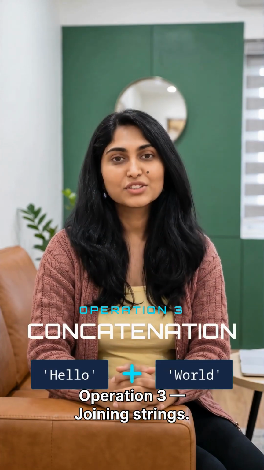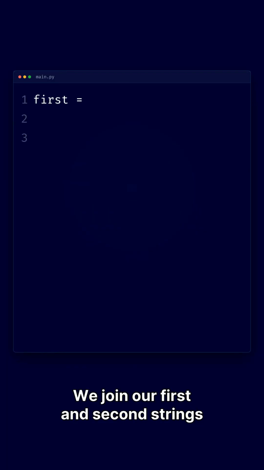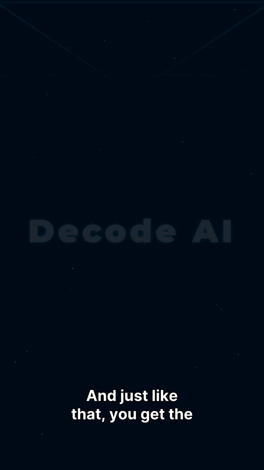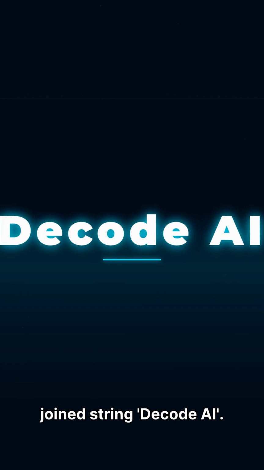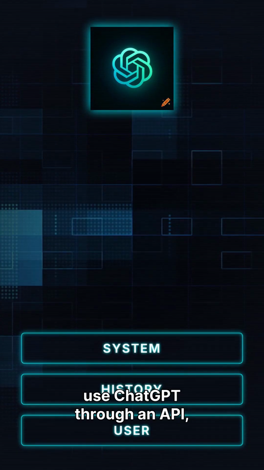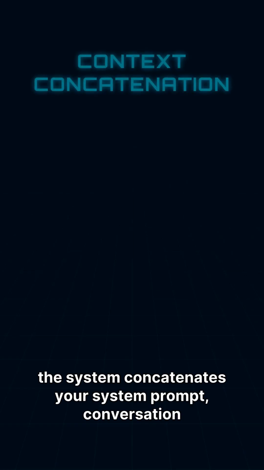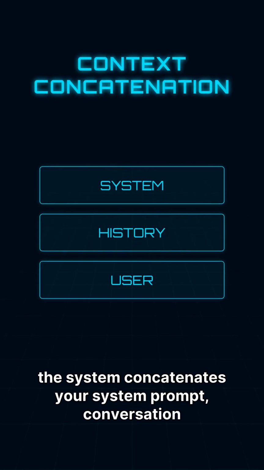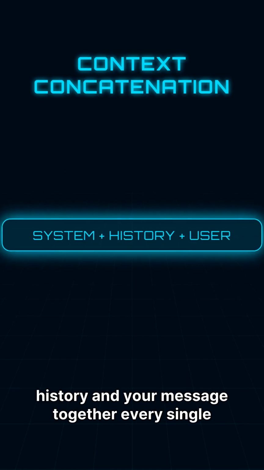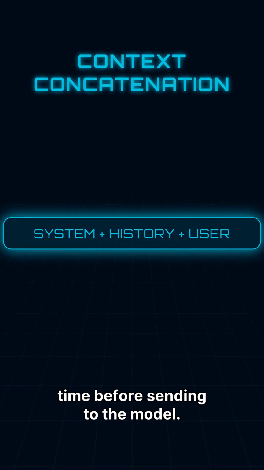Operation 3, joining strings. We join our first and second strings together with a space in between. And just like that, you get the joined string "Decode AI". Why AI needs this? When you use ChatGPT through an API, the system concatenates your system prompt, conversation history, and your message together every single time before sending to the model.